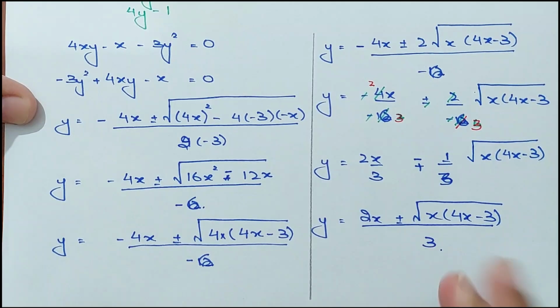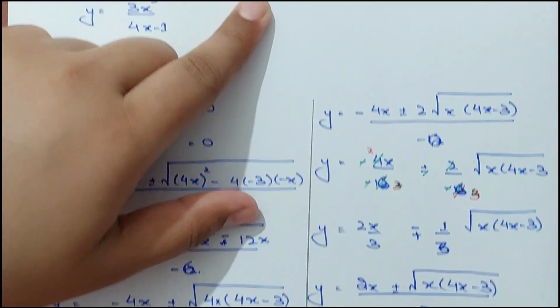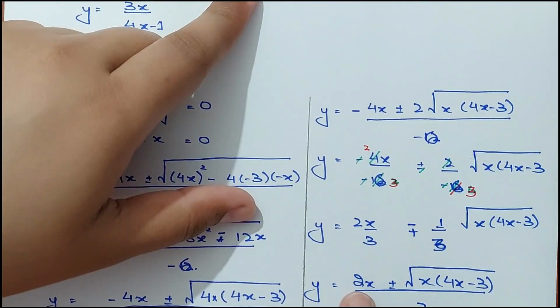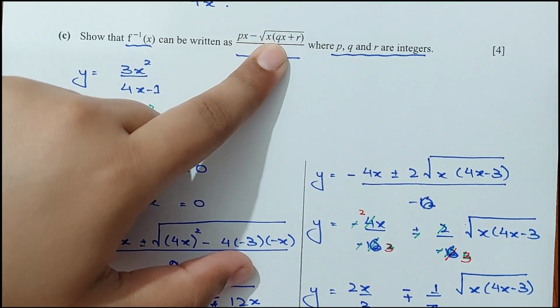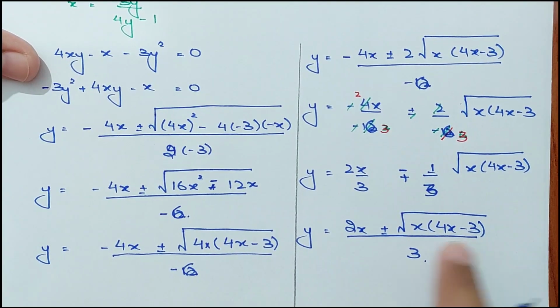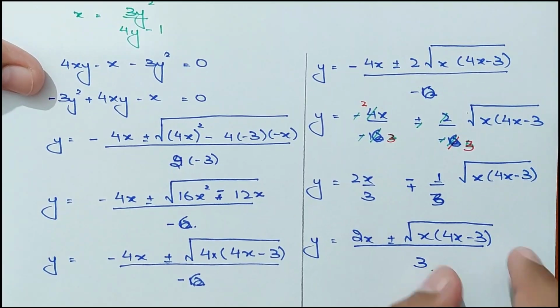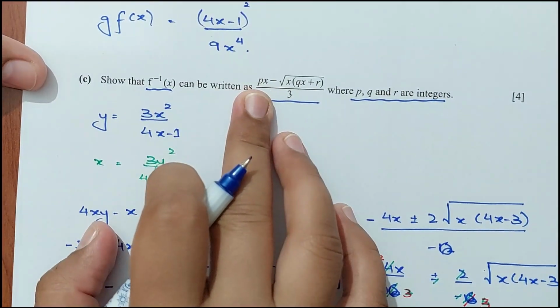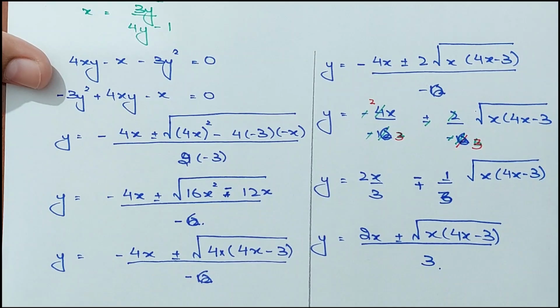So as you can see, it looks exactly the same form. In the denominator we have 3, we have px, so p is 2x, and negative root x times qx plus r, so qx plus r, and p, q, r should be integers, which are 2, 4 and minus 3. Now it should be a negative, not a positive one. So how it is negative, let me explain to you.